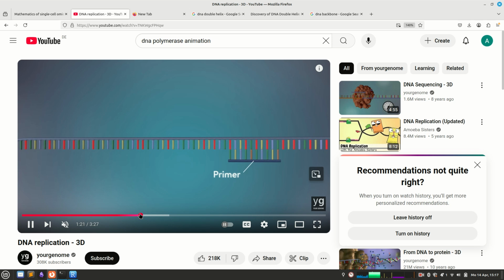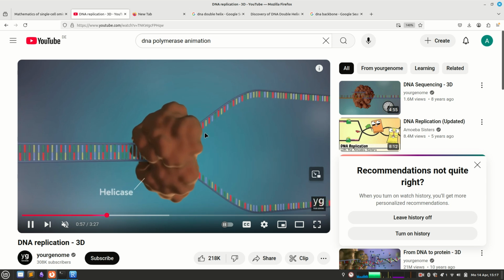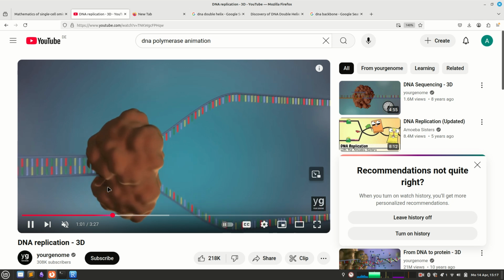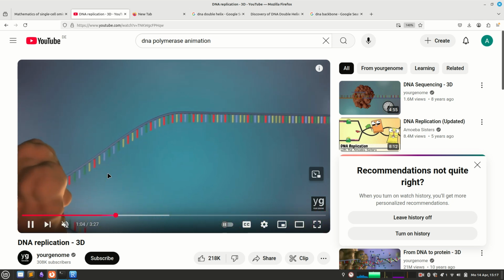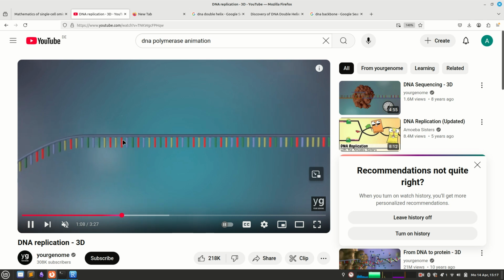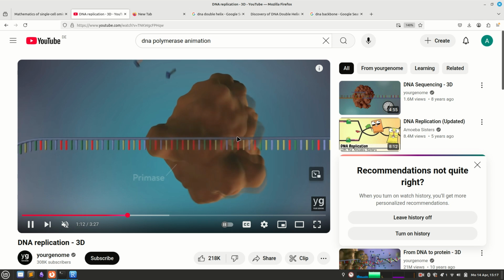And now they show us here how the DNA is broken up into two halves by this helicase, which is one specific enzyme which does something. And it's called a helicase because it also has to undo the twist of a helix. Then you see here how another enzyme comes, which is called a primase.